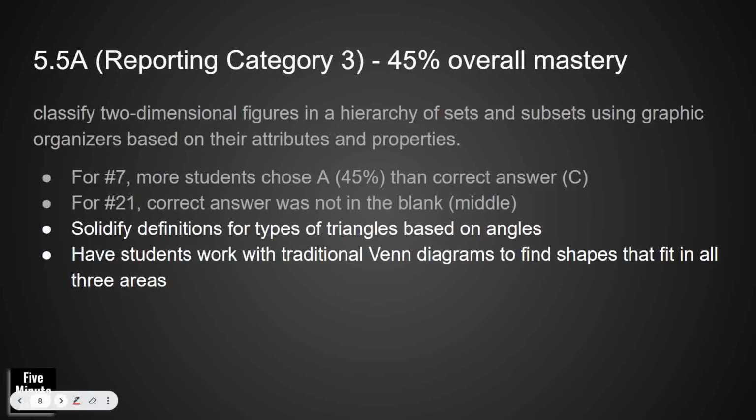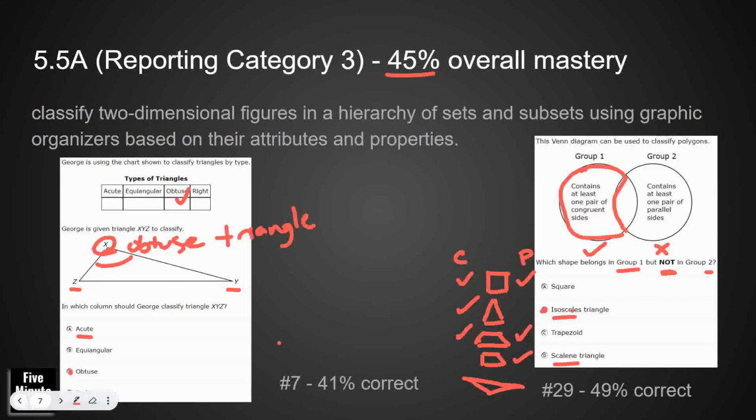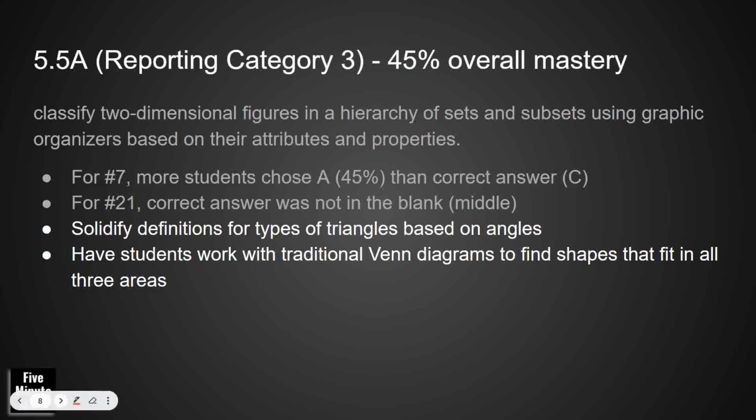All right, so for number 7, the first one, more students chose A, 45%, than the correct answer. So 45% of our students chose A as opposed to 41. Once again, we're just looking at these two angles, seeing why they didn't correctly classify X as an obtuse triangle, or if they did, they didn't realize that one obtuse angle makes the entire thing obtuse. That's the trick.